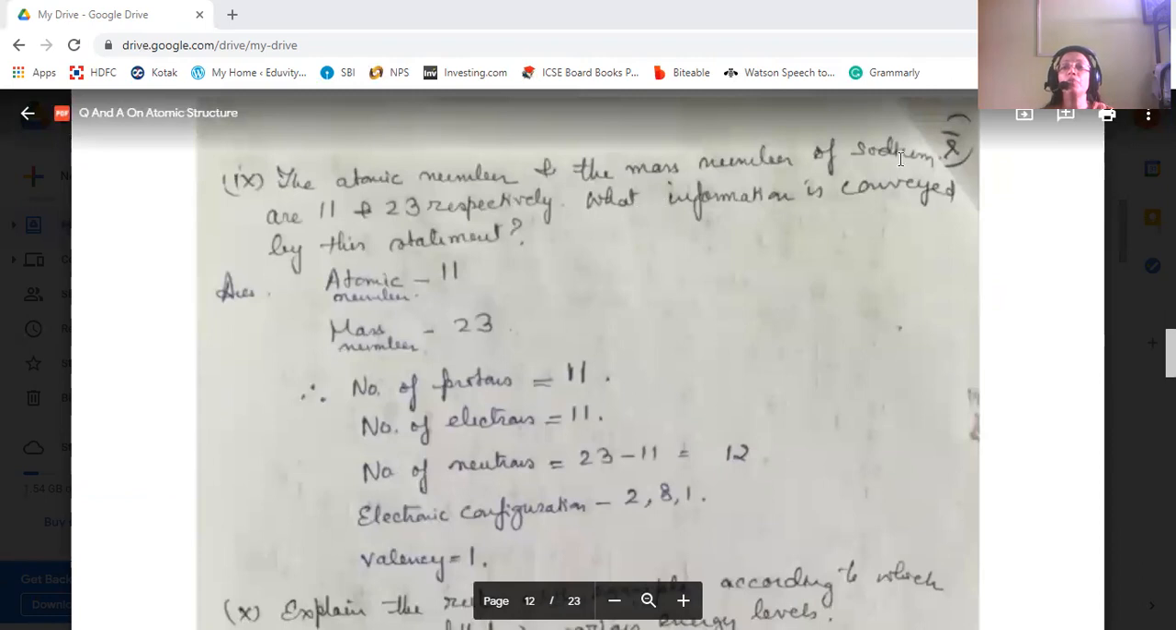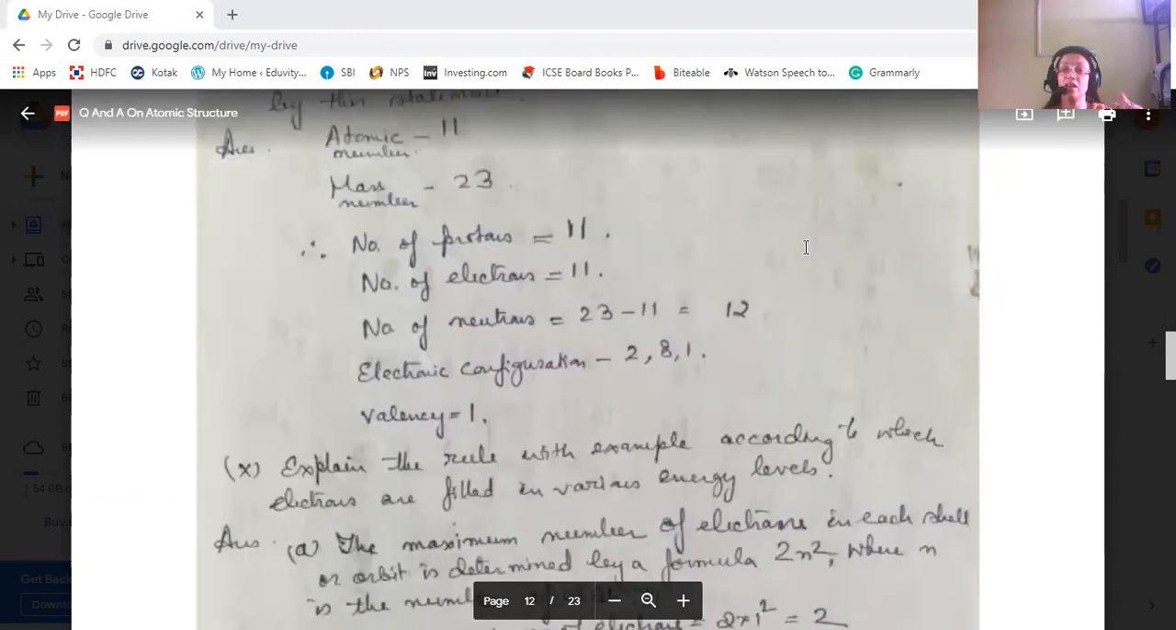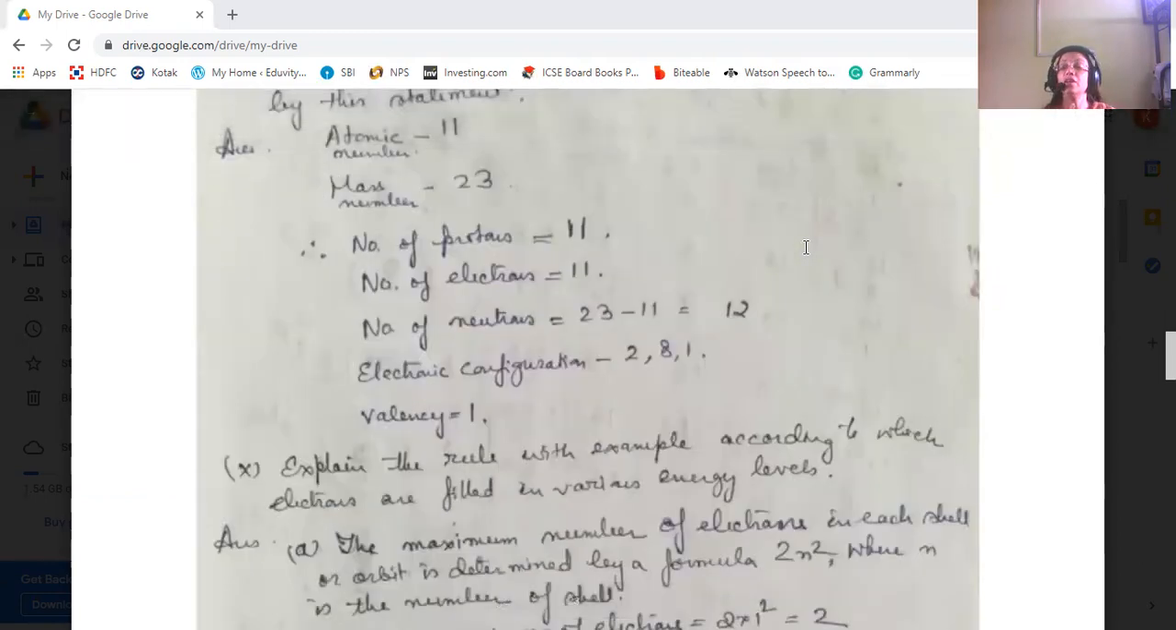The atomic number and the mass number of sodium are 11 and 23. So atomic number is 11, mass number is 23. What information is conveyed by this statement? Atomic number is 11 and mass number is 23, we know from the question. Now that means number of protons is 11, number of electrons is 11, number of neutrons is mass number minus atomic number, that's 12. Electronic configuration is 2, 8, and 1. Therefore, valency is equal to 1. This much information we get from this question.